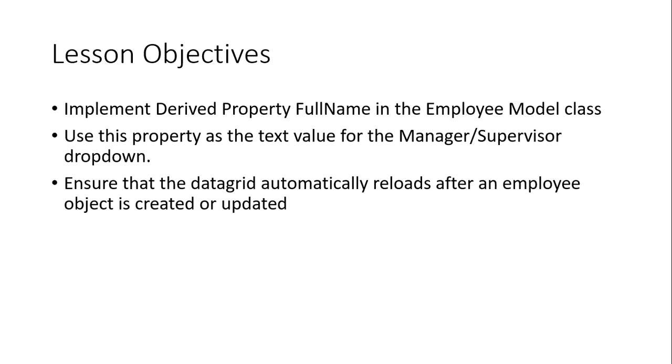Now, the objectives for this lesson are as follows. 1. We are going to implement a derived property FullName in the employee model class. We use this property as the text value for the manager, or supervisor, dropdown. And then we are going to ensure that the data grid automatically reloads after an employee object is created or updated.